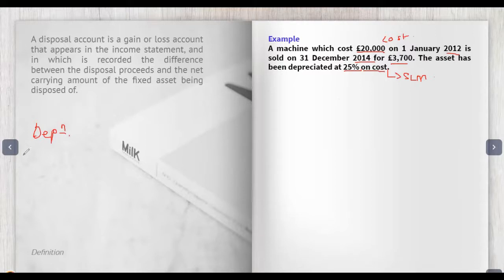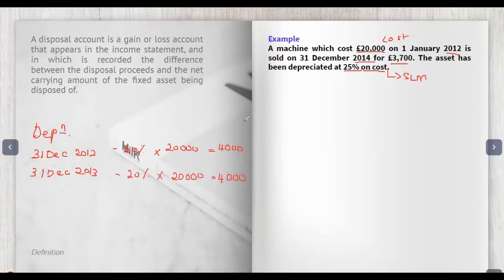So at the end of 31st December 2012, the depreciation for this machine would have been 20% of 20,000, which is $4,000. Now, the second year, 31st December 2013, we have the same amount because this is the straight line method, 20% times 20,000 is the same 4,000.